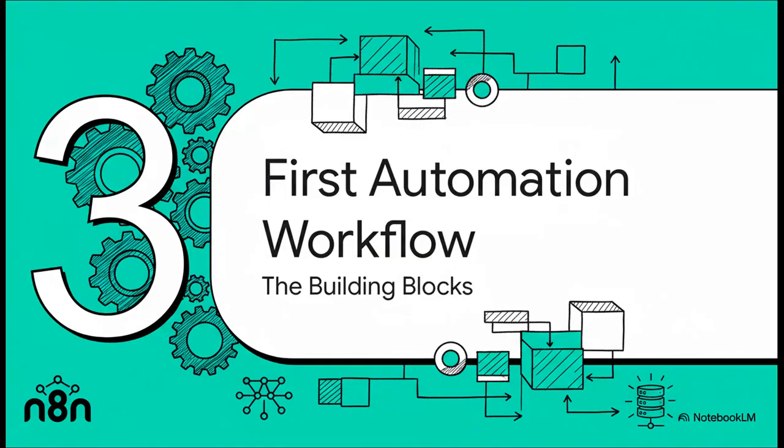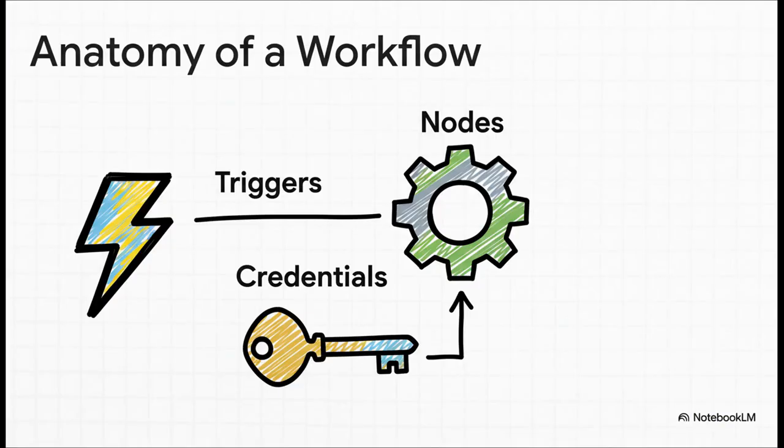All right, n8n is up and running on your machine. Now for the really fun part. Let's actually build something. First, we've got to understand the building blocks. Every single n8n workflow, no matter how simple or how ridiculously complex, is built from these 3 pieces. You've got a trigger, that's the thing that kicks it all off. That trigger then fires off a chain of nodes, which are the individual action steps. And to let those nodes talk to other services like Google or Slack, you use credentials to log in securely.